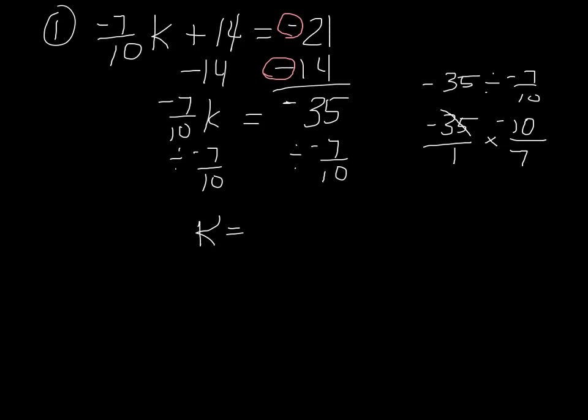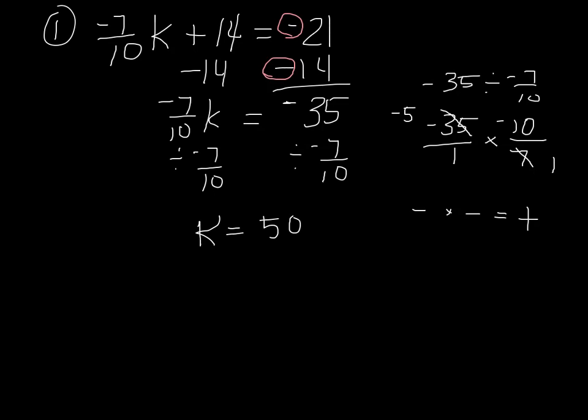I'm going to divide by 7 and get a negative 5. Divide by 7 and get a 1. So I'm going to do negative 5 times a negative 10 and get a positive 50, because remember, a negative times a negative equals a positive number.